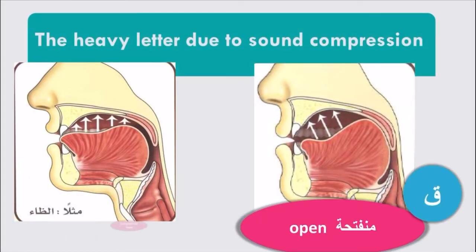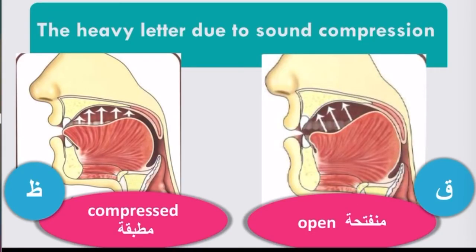So now we have two concepts concerning sounds that are heavy and that are light. For the heavy letters, in terms of the sound compression, we have two different categories: منفتحة, open, so the sound goes up but without compression, like قاف, with no sound compression; and مطبقة, which is the sound compressed between the surface of the tongue and the roof of the mouth.